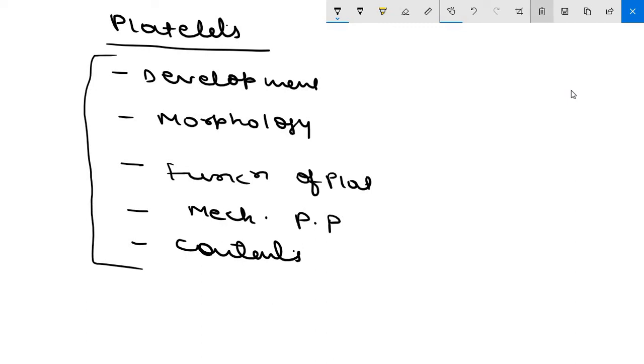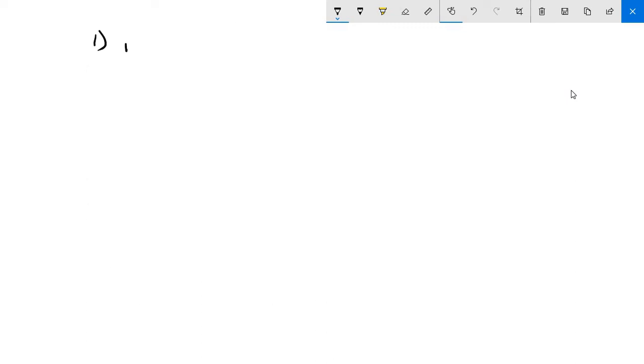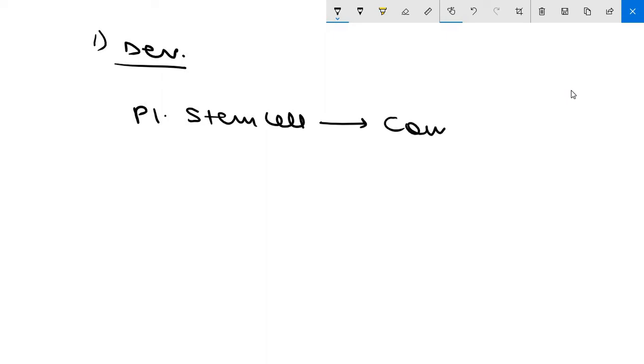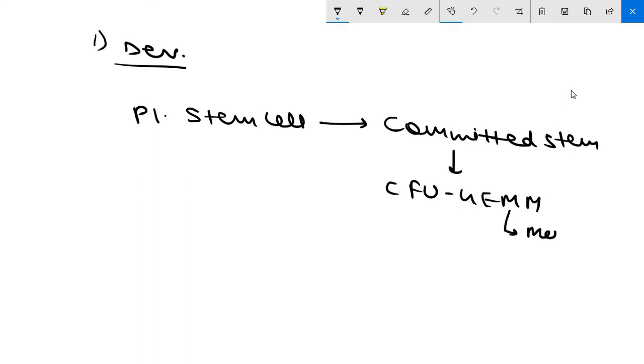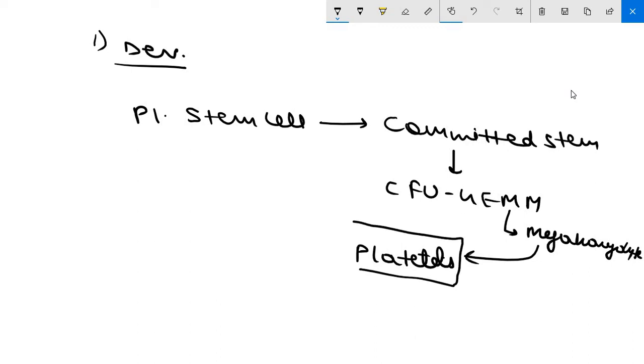Clear? So, starting with the development of the platelet. It occurs in the following sequence. First, there will be a pluripotent stem cell, as we have discussed in erythropoiesis. This pluripotent stem cell will divide and give rise to a committed stem cell. And from the committed stem cell, the colony forming unit GEMM will arise, and this M is for megakaryocyte. Platelets arise from these megakaryocytes. Megakaryocytes will be fragmented to give hundreds of platelets.